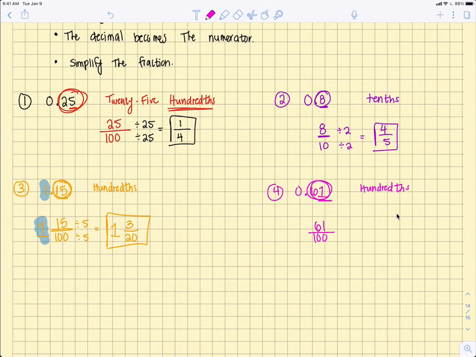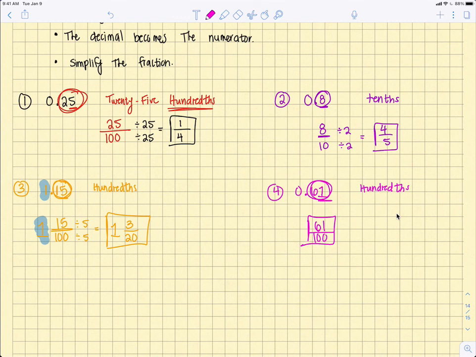Okay, now last step, check to see if you can simplify. Is there a number that goes into 61 and 100 other than 1? It's not even. 61's not even. So 2 doesn't go in. 3 doesn't go into either of those. 4 doesn't go into 61. 5 doesn't go into 61. 6 doesn't go into 61. I think, folks, this is our final answer. And sometimes this will happen where you can't simplify any further. So this answer is A-okay.